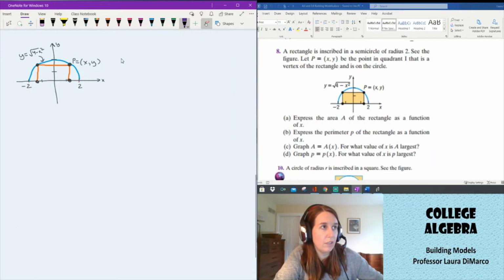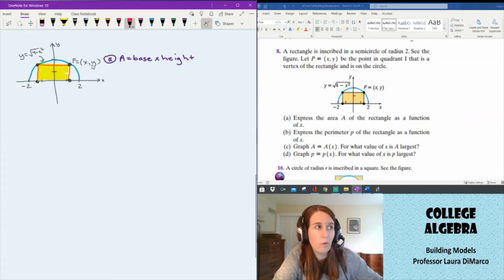So the first thing is for part A, it asks us to find the area of the rectangle as a function of x. Okay, so just the area of the rectangle part. So in other words, the shaded part here only. Now, hopefully you remember that the area of a rectangle is just the base times the height. Okay, so we just have to figure out what the base is and what the height is. And let's take a look.